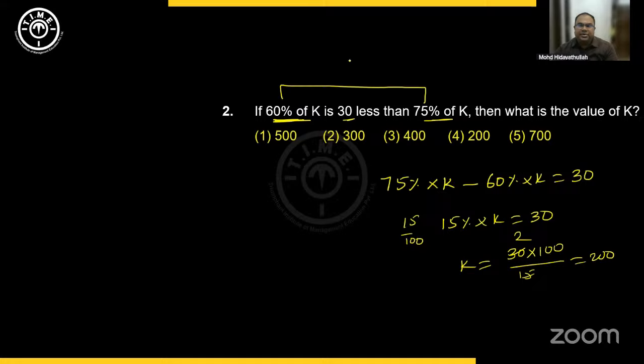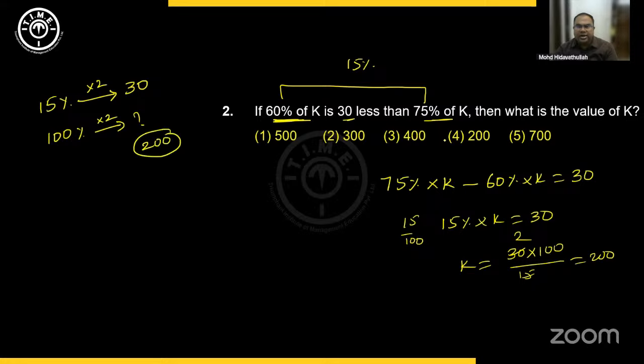Or I can solve like this. The difference between 60% and 75% is 15%. If I have become comfortable with percentages, this 15% represents 30. 100% represents how much? 15 into 2 is 30, so 100 into 2, 200. 200 is your choice 4.